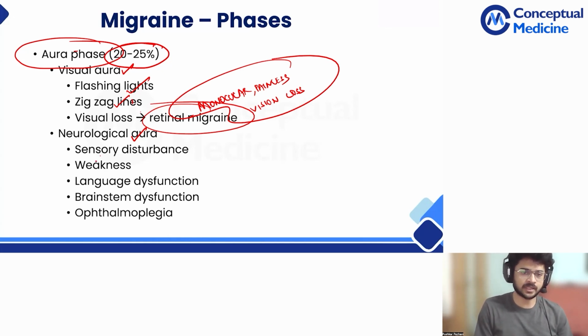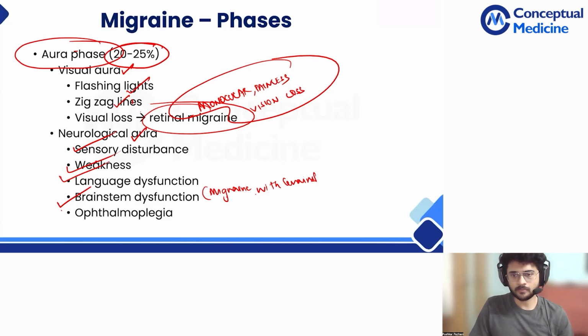Next is neurological aura. Neurological aura could take the form of a sensory disturbance, a weakness, a language dysfunction, or a brainstem dysfunction, which is the erstwhile basilar migraine, now migraine with brainstem aura. Or it could present as an ophthalmoplegia, very commonly of the third cranial nerve. This is known as ophthalmoplegic migraine.